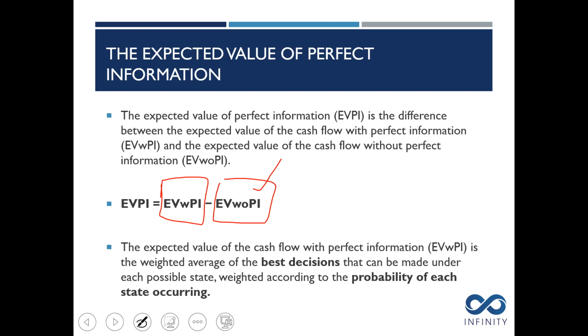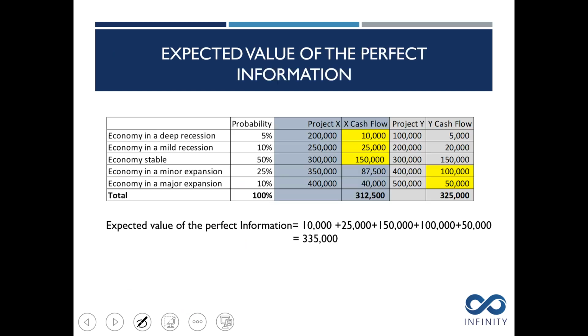But what is expected value with perfect information? That is the weighted average of the best decision that can be made under each possible state. What are the best decisions you can make under each possible state? Again, weighted according to the probability of each state occurring. Okay, we'll go and see the example.